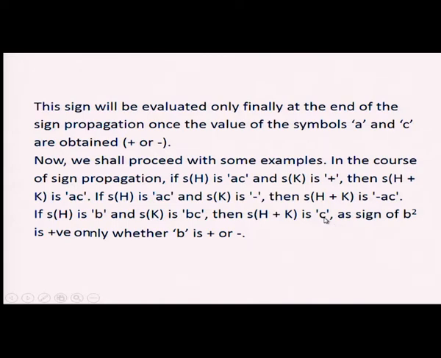Clear? It is actually B square C. B can be either plus or minus only. Therefore, B square is always positive. Therefore, the sign of H plus K is C.